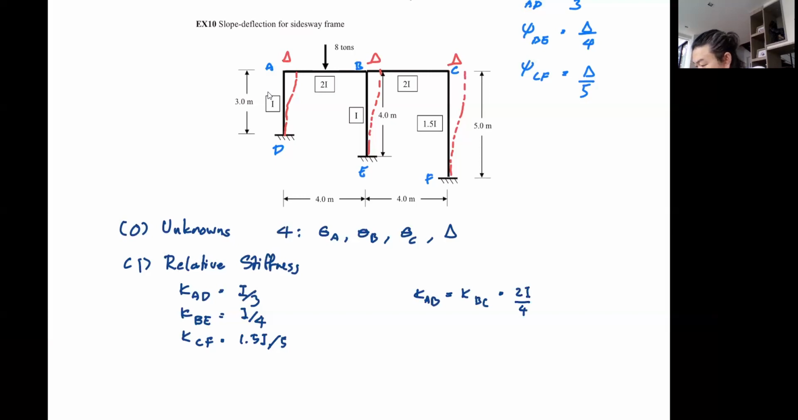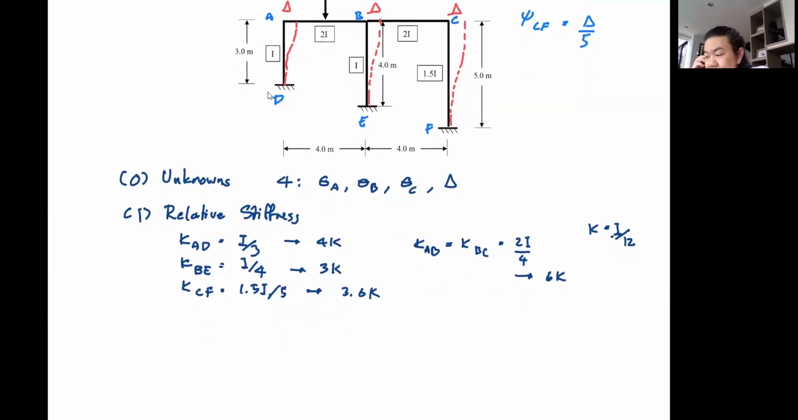Okay, so the least common number is 12. So let's say K equal to I over 12. So this becomes 4K. This becomes 3K. This becomes 3.6K. And this becomes 6K. Okay? Again, you don't have to change this into relative stiffness if you cannot handle the least common number, that kind of stuff. It's not mandatory.